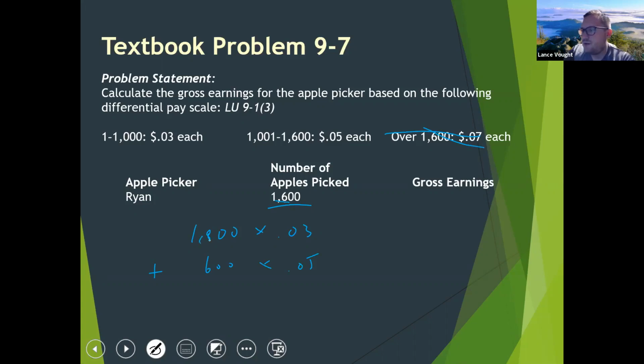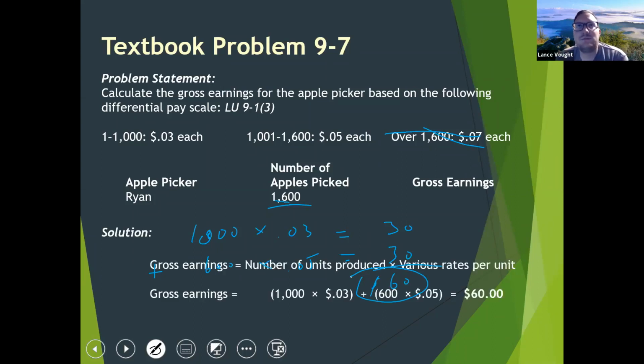So if we do that, we get 1,000 times 0.03, which is $30, plus 5 cents times 600, which is, I think, also $30. It is. So that means that Ryan made $60.